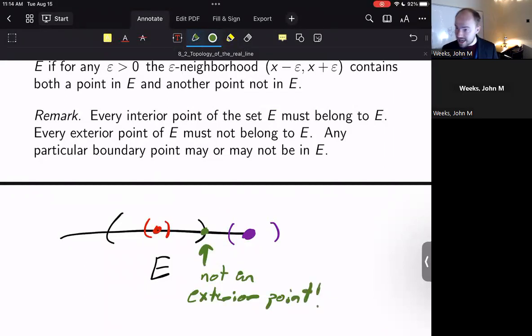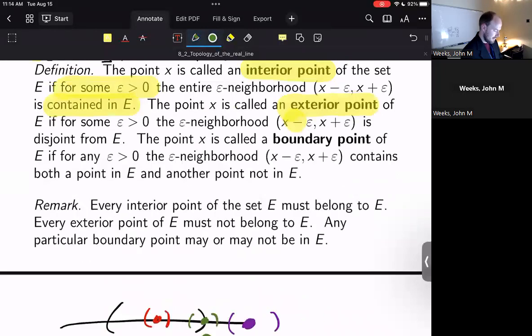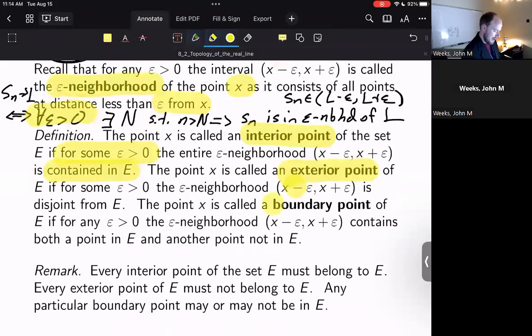And the reason is that whenever I take an open interval around that, I cannot ever find an open interval that is completely outside of the set. All epsilon neighborhoods have some parts that are inside and some parts that are outside. So because of this, we say that this is going to be a boundary point instead. So the point X is a boundary point.